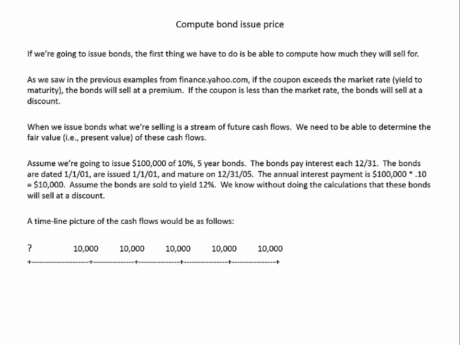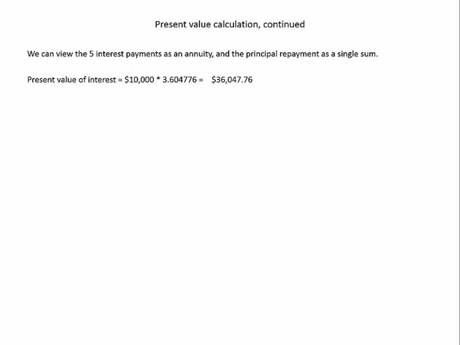First, there's our series of 5 equal annual interest payments at times t equals 1 through t equals 5. We have our $100,000 face value, or principal, that will be repaid at time t equals 5. And our question is, what's the value at time t equals 0 of those promised future cash flows? Again, we can view the 5 interest payments as an annuity and the principal repayment as a single sum.